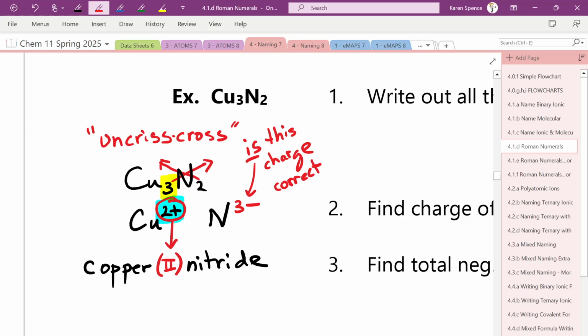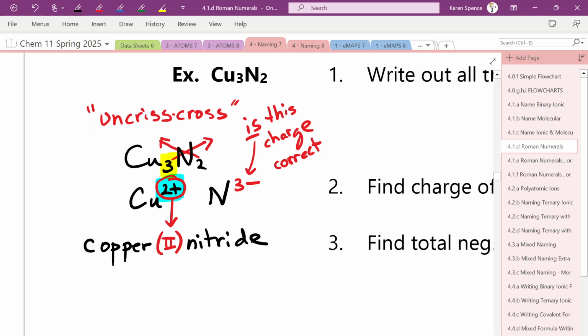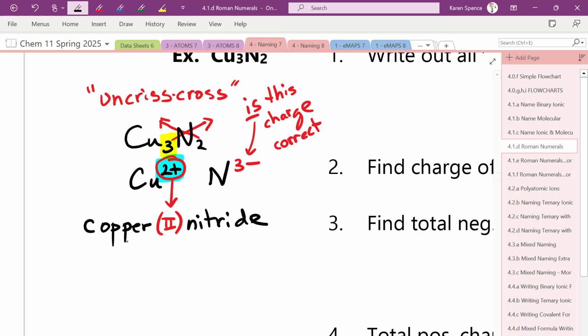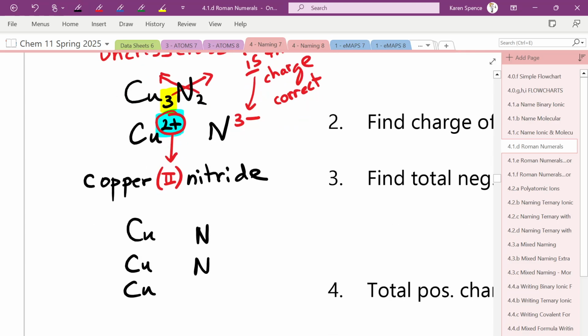Okay. If that crisscross, uncrisscross thing does not make sense to you, you can do it the old-fashioned way. Copper. How many coppers do I have? I have 3. So I write Cu, Cu, Cu. How many nitrogens do I have? My formula says I have 2. I have N and N. I look up the charge for nitrogen. It is -3.